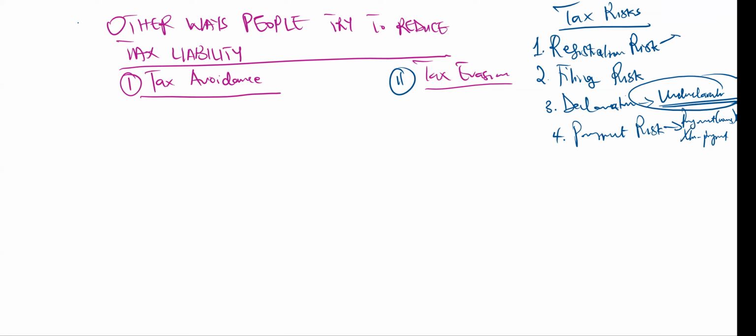So for registration, it's either you don't register or you are wrongly registered. Do you know you can wrongly be registered for tax? Do you know that? Or you don't believe you can wrongly be registered? Who can explain wrong registration?